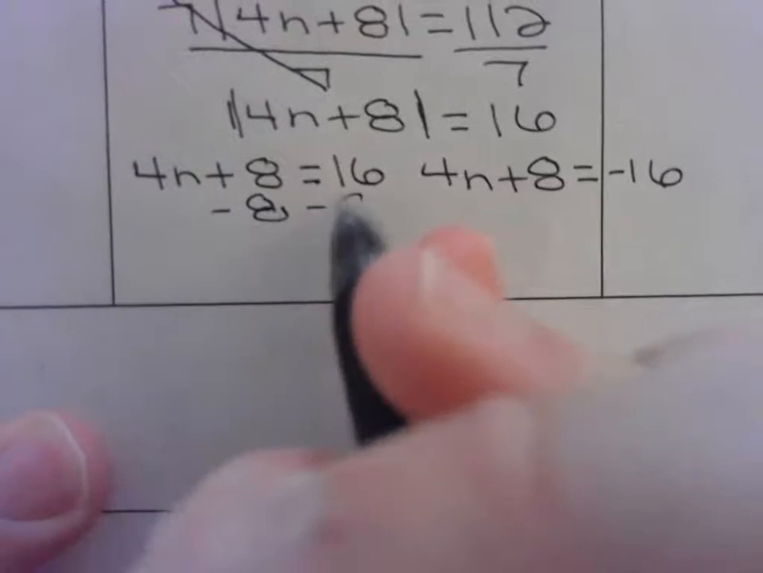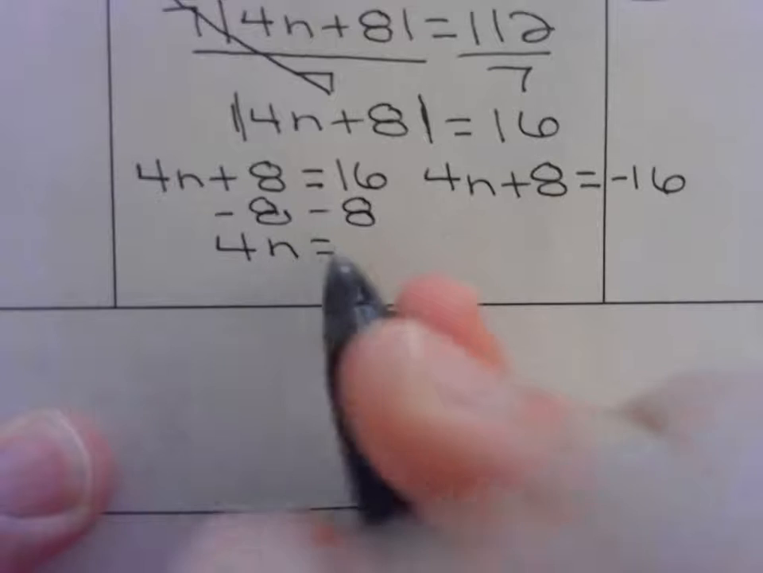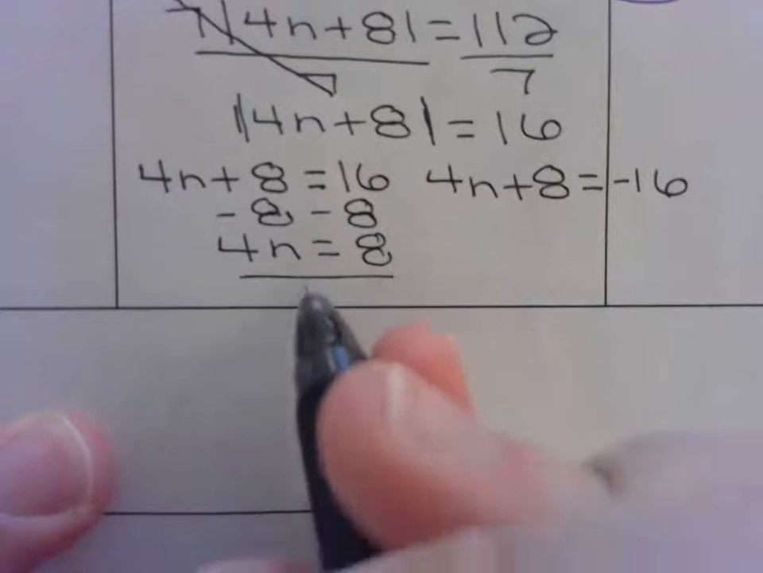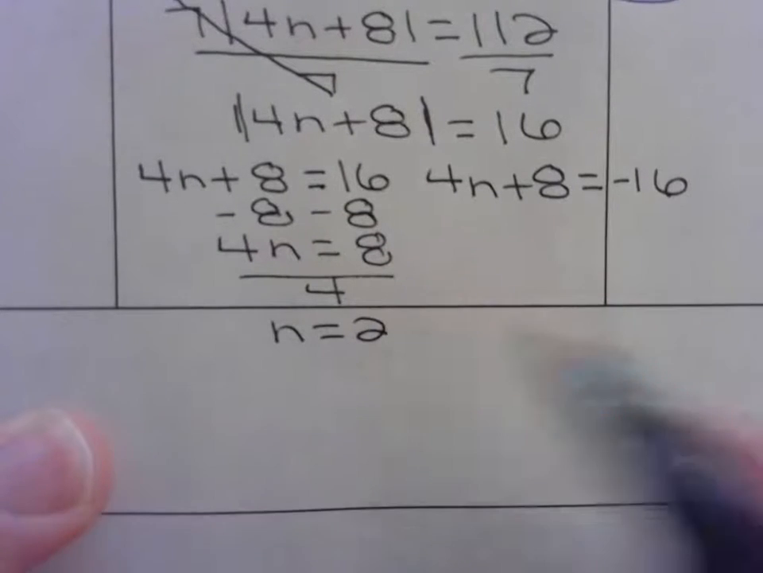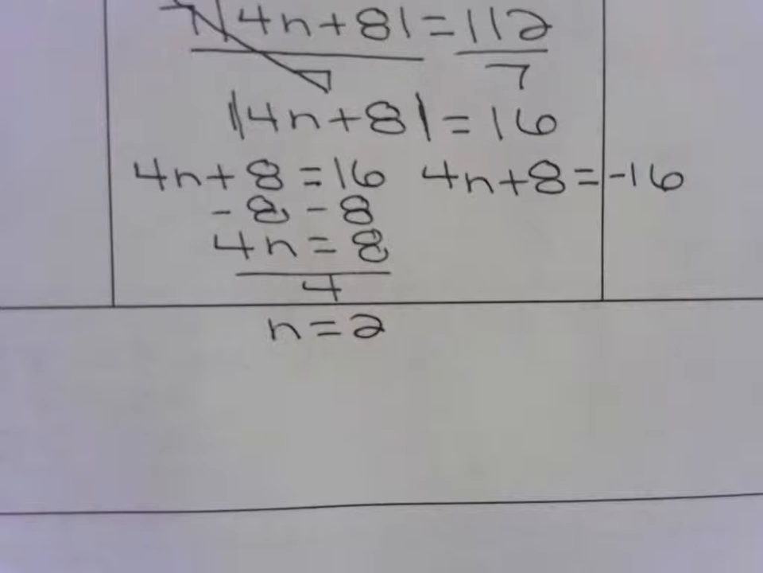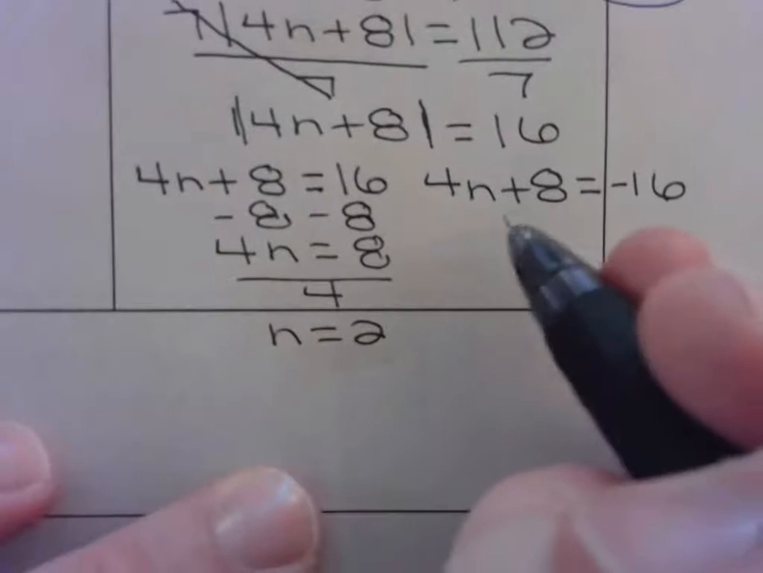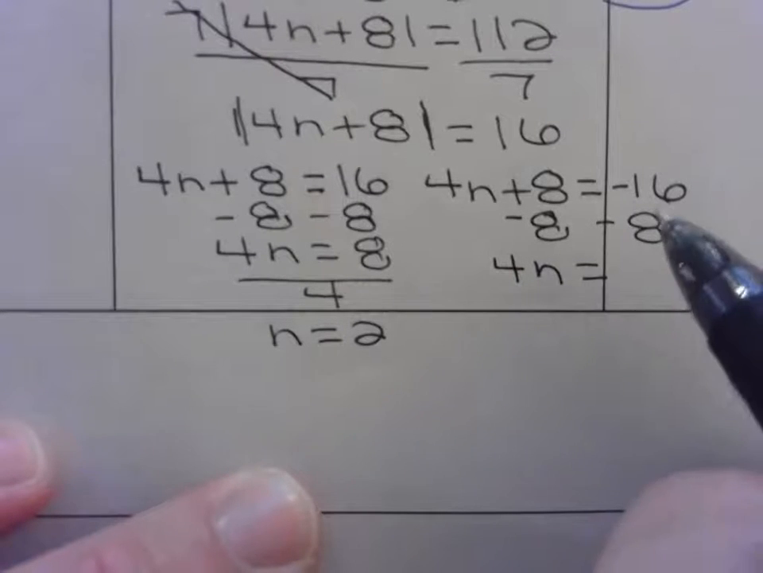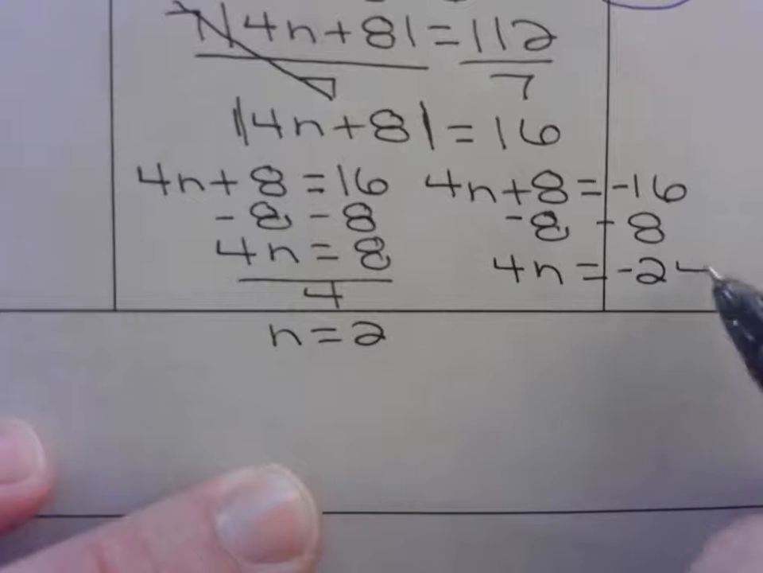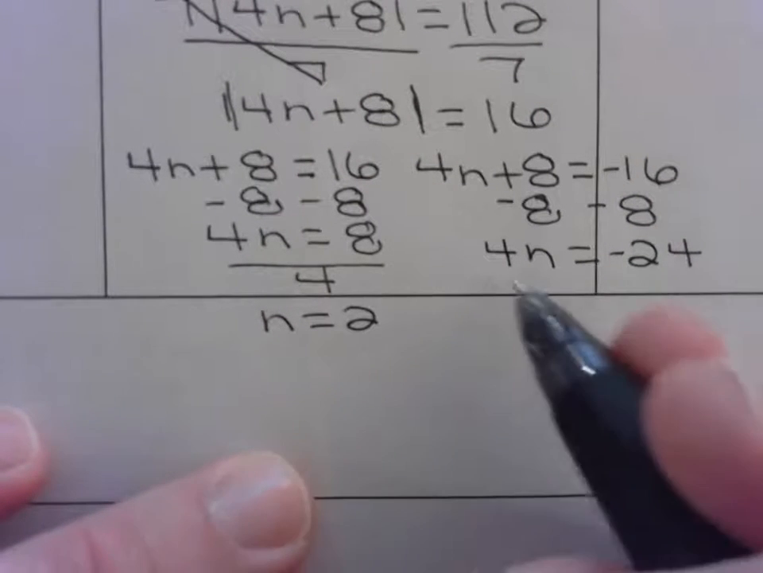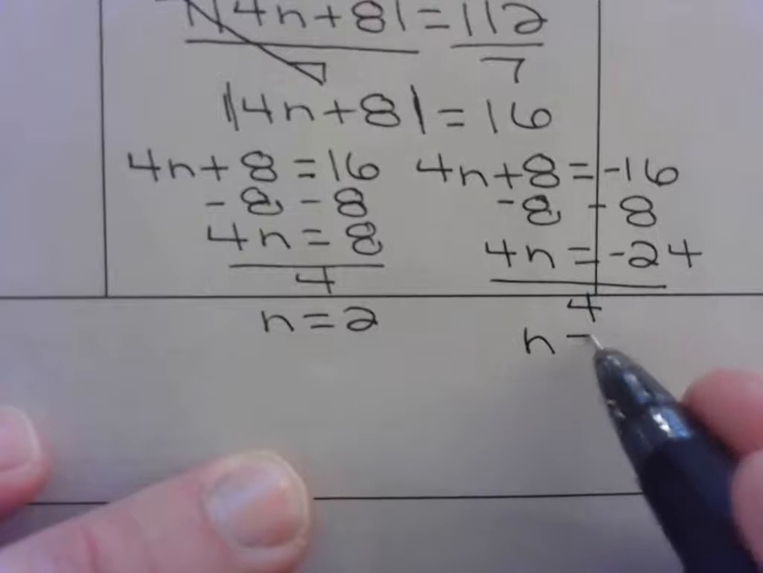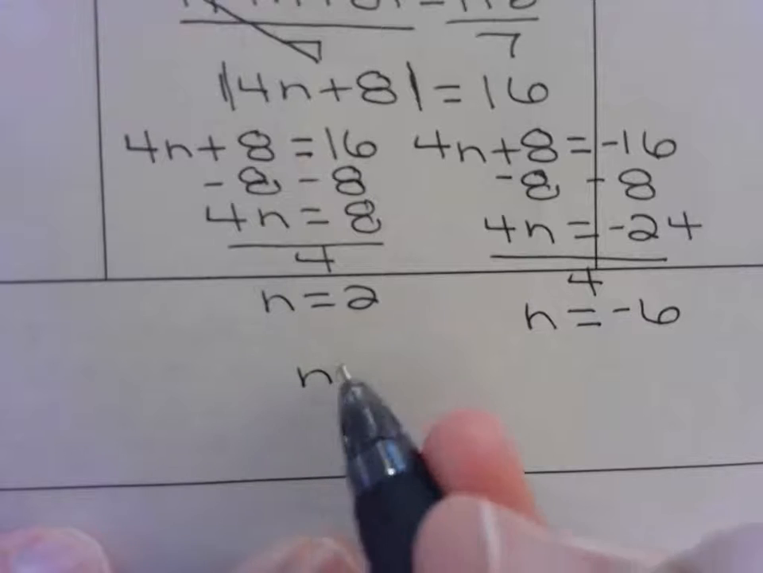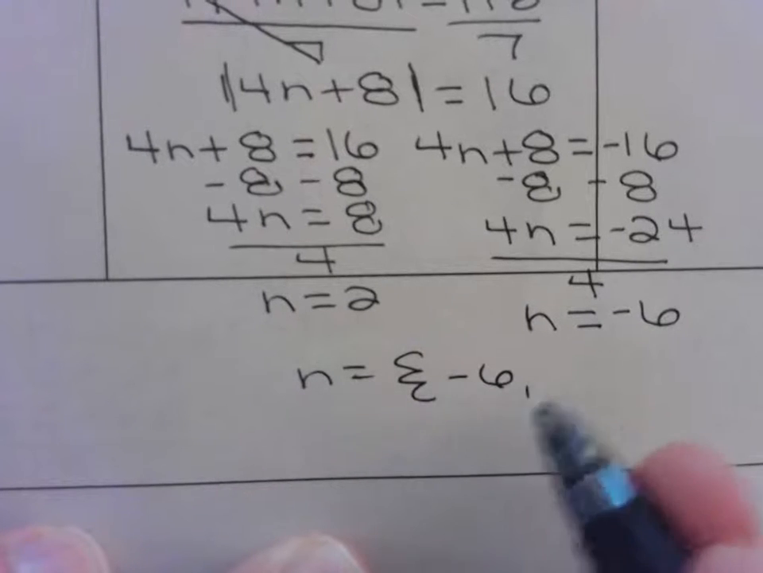Minus 8 first. 4n equals 16 minus 8, which is 8. Divide by 4. n equals 2. So once you split it into 2, these are pretty straightforward equations. The second one, minus 8, minus 8. 4n equals negative 16 minus 8, negative 24. Use a calculator if you need help. Divide by 4. n equals negative 6. And then write your brackets. n equals negative 6, comma 2.